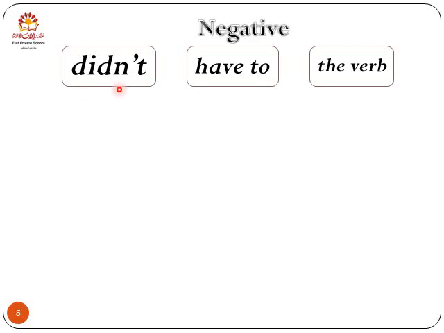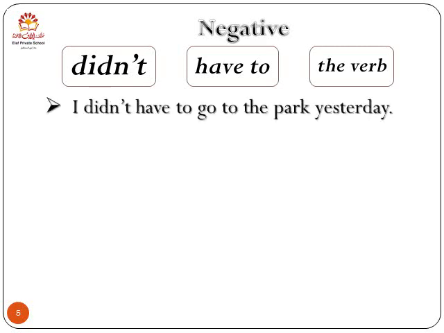So, this is an auxiliary verb. It shows you the negative of the past. So, didn't, then have to, because if you remember, I told you that after do or does or did, we use the verb in infinitive. So, didn't have to, then the verb. Okay, just 2 examples.